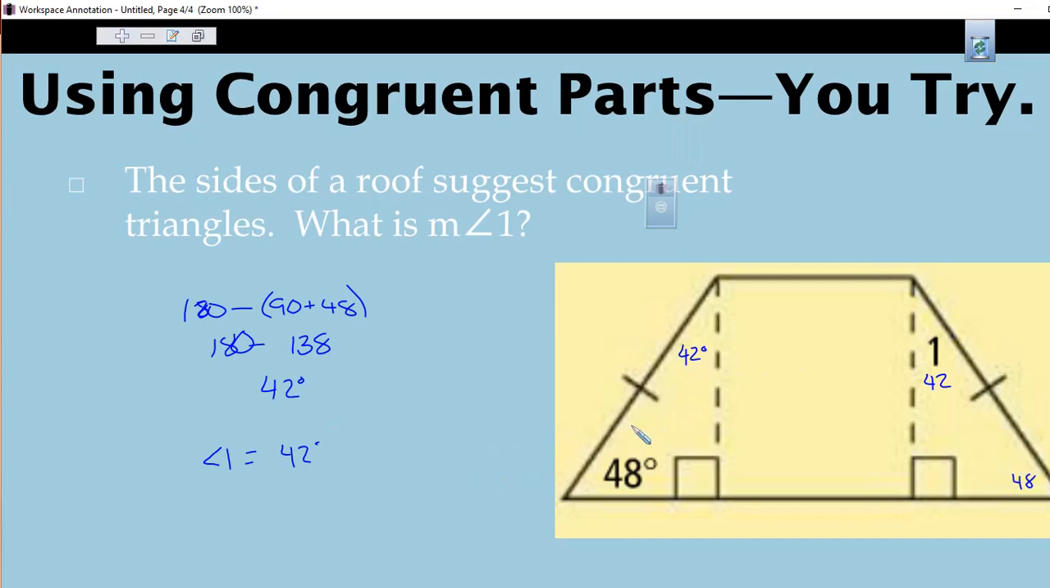All right, so one thing you'll notice here is that this is a right angle, so that's 90 degrees. So this is a triangle which adds up to 180. We can find that by adding these two together, 90 and 48, to get 138. Subtract it from 180 and get 42.